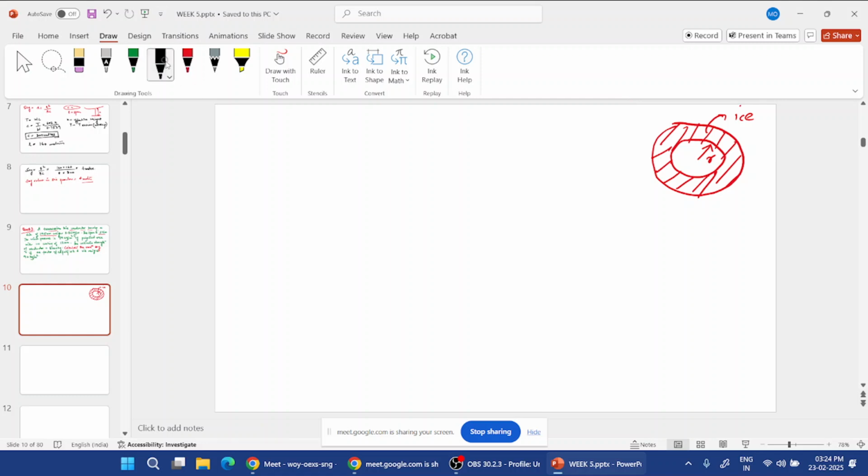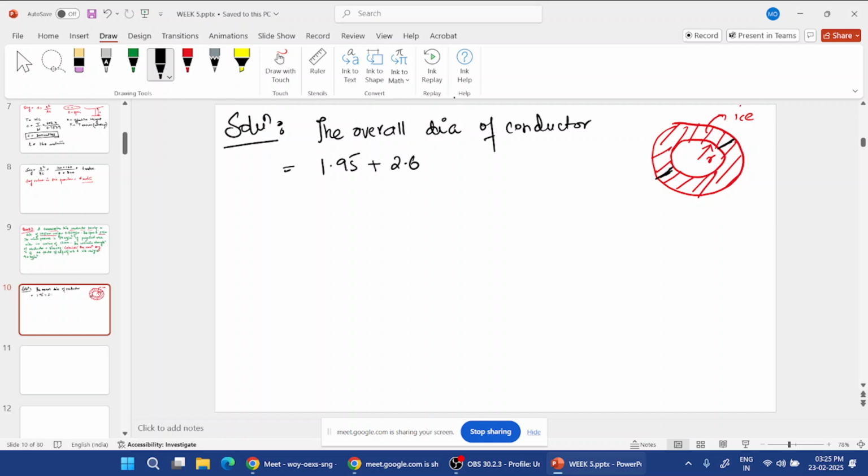So basically, the overall dia of conductor कितना हो जाएगा? एक तो 1.95 सेंटीमीटर अपना है, प्लस कोटिंग कितने की है, it is of 13 mm. तो डाया में ऐड करने के लिए 2 टाइम्स मल्टीप्लाई कर देंगे तो 2.6 सेंटीमीटर, क्योंकि we are talking in terms of centimeter. तो it will come out to be 4.55 सेंटीमीटर. सो ओवरऑल डाया जो है हमारी कंडक्टर का with an ice coating is this much.